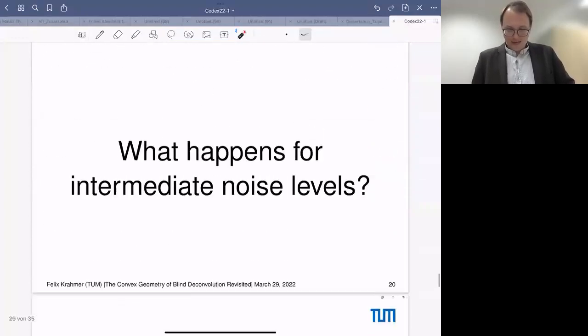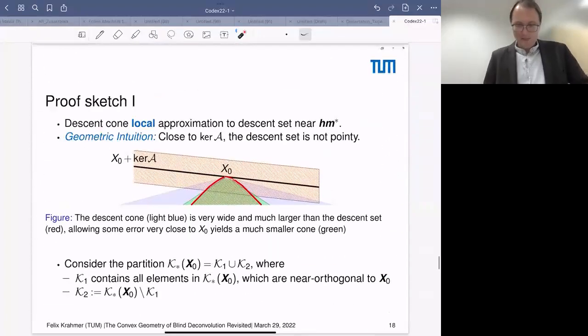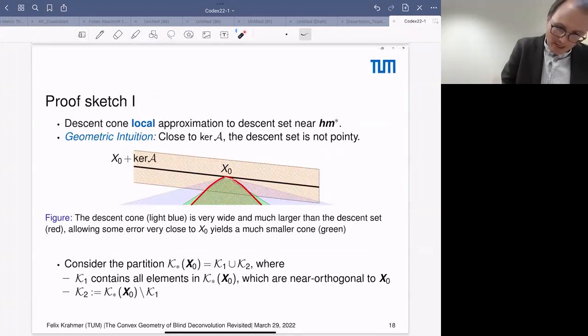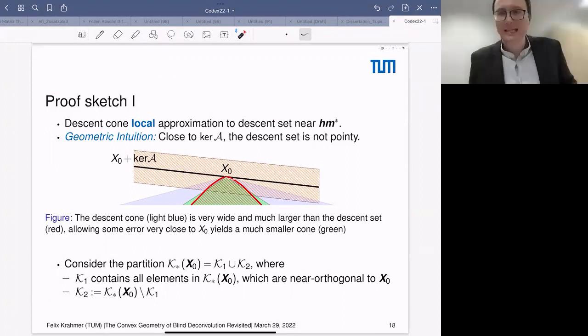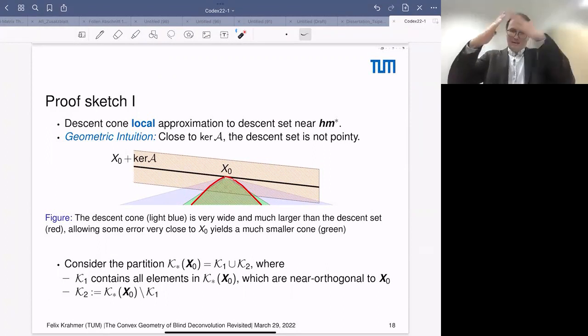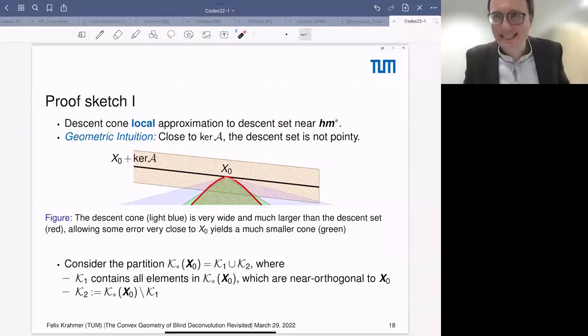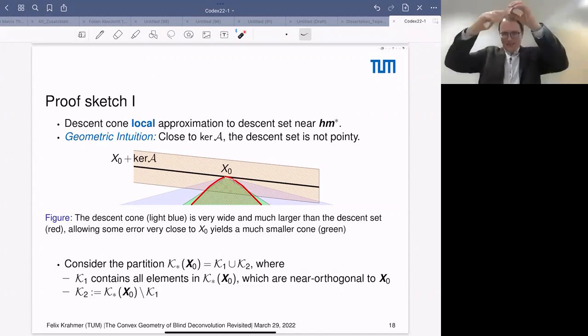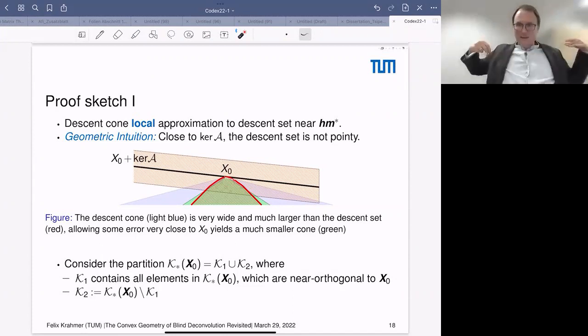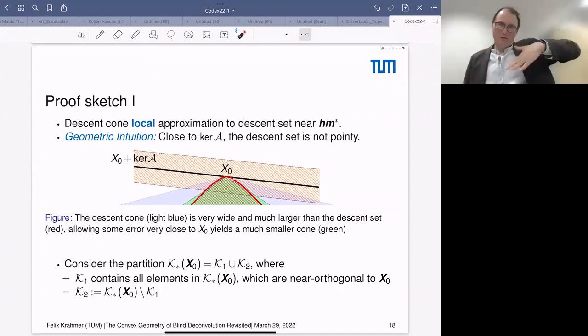So if we go back to this picture that we had, maybe one way to think about this is that if we are approximating the descent set by a cone, then of course the size of the cone will grow linearly the further you go away. So that's the traditional way of looking.